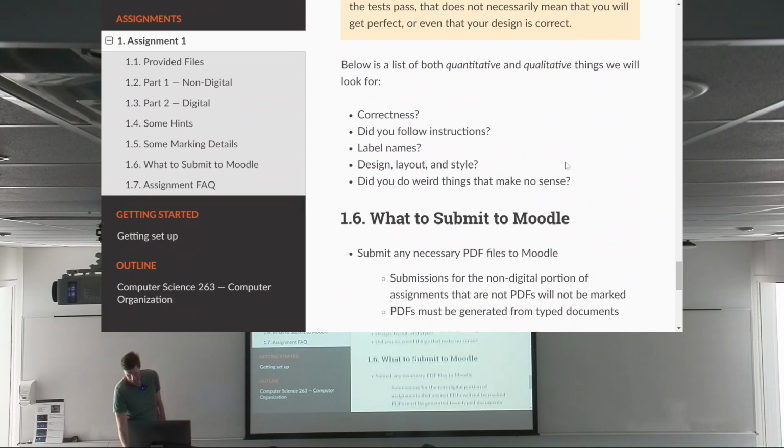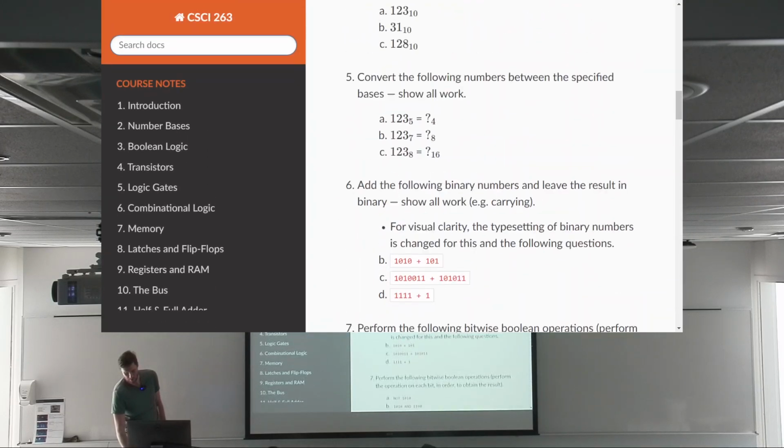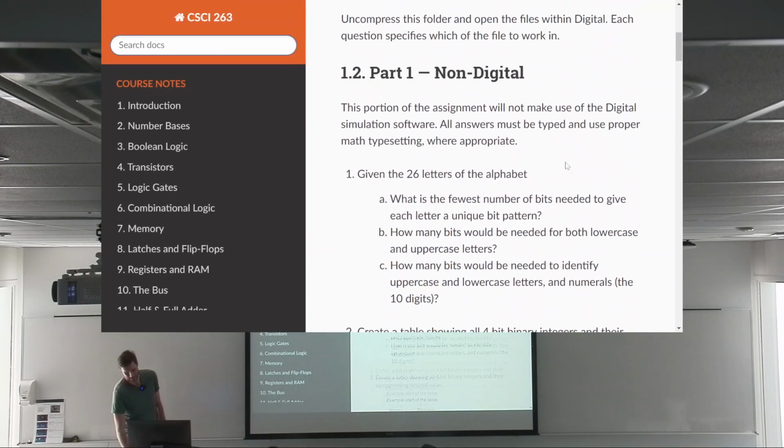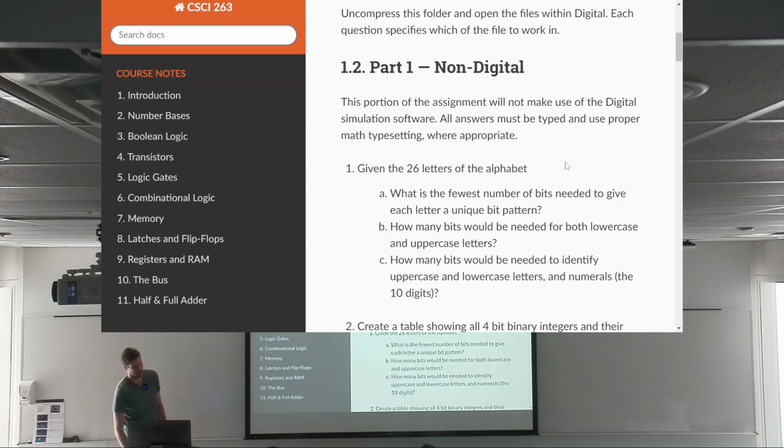So there are some hints on submitting. For part one, you must submit a PDF. Text file? No. Word file? No. PDF? Yes. If your question is, can it be not a PDF? The answer is no. It must be a PDF.